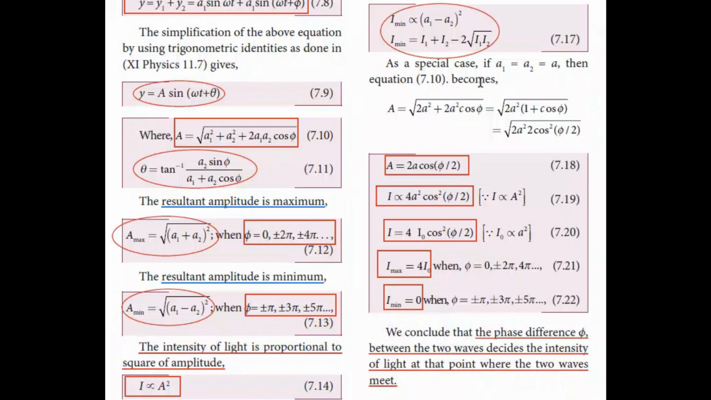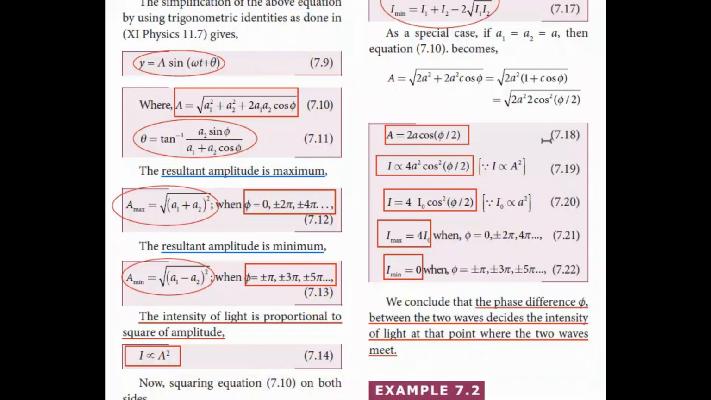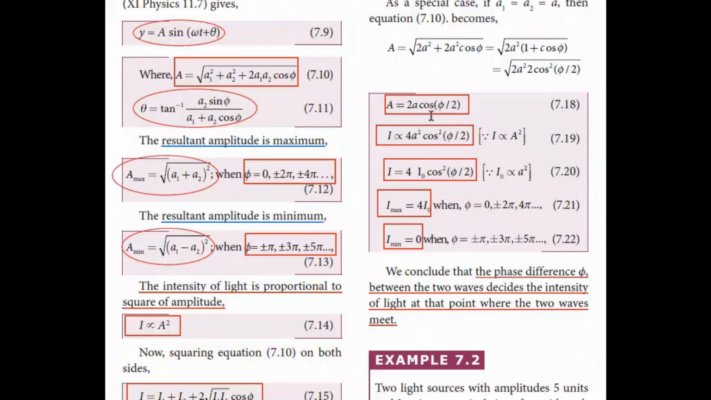And as a special case, if a1 is equal to a2 equal to a, then the equation 7.10 will become A equal to root of 2a square plus 2a square cos phi, and that's equal to root of 4a square cos square phi by 2. And therefore A can be written as 2a cos phi by 2. That means the intensity I is proportional to 4a square cos square phi by 2, since I is proportional to A square. So the intensity I can be written as 4 times I naught cos square phi by 2, as I naught is proportional to a square.